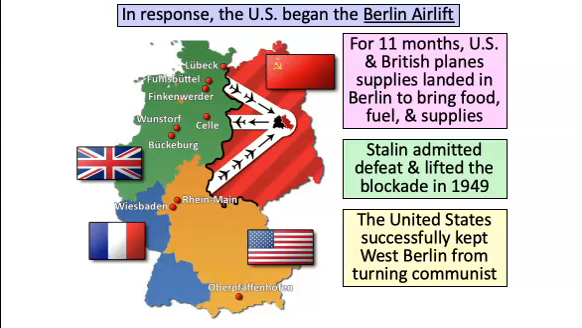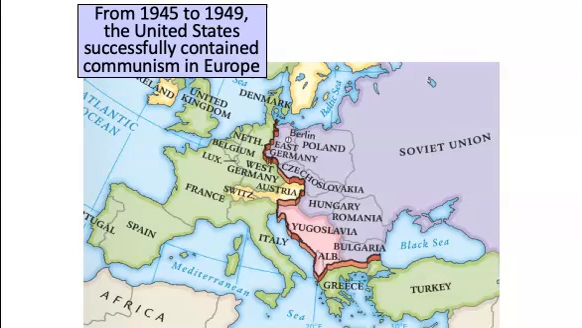Now, by the end of the airlift, Stalin admitted defeat and lifted the blockade in 1949. The United States successfully kept West Berlin from turning communist. Therefore, between 1945 and 1949, the United States successfully contained communism in Europe.